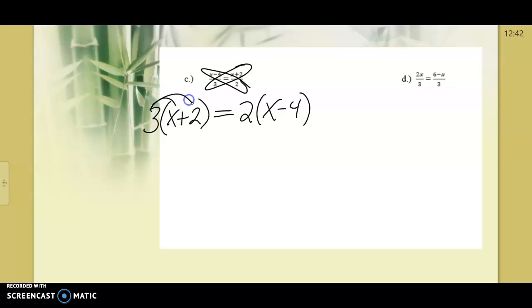So distribute here. 3x plus 6. Distribute here and get 2x minus 8. All right, we got variables on both sides. We got constants on both sides. Where shall we start? Angel?